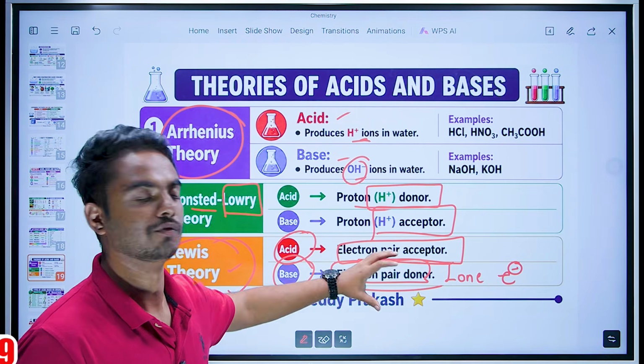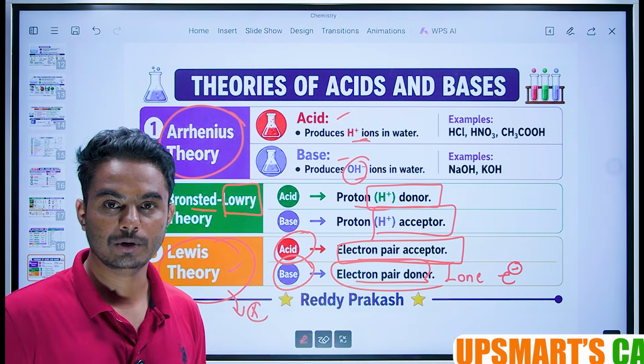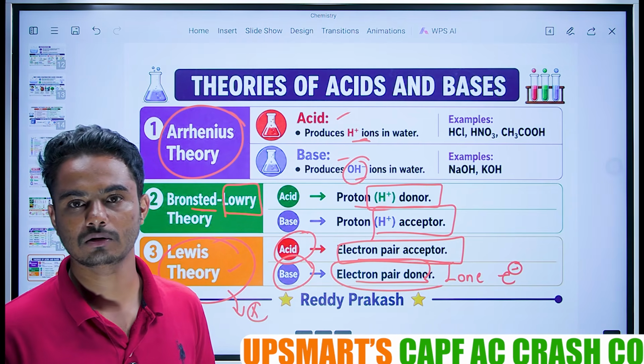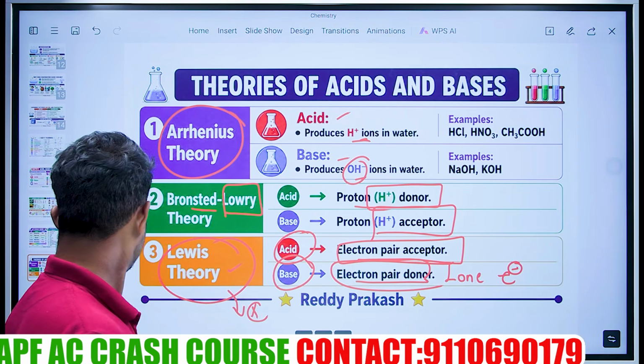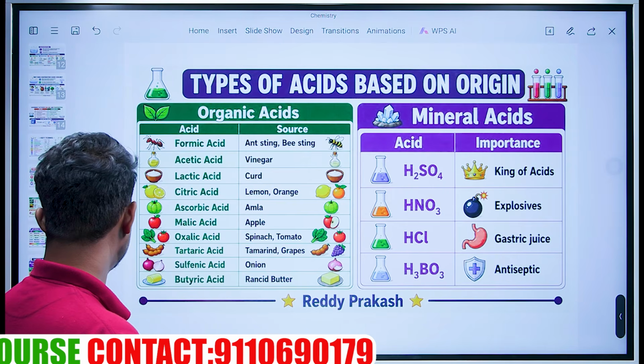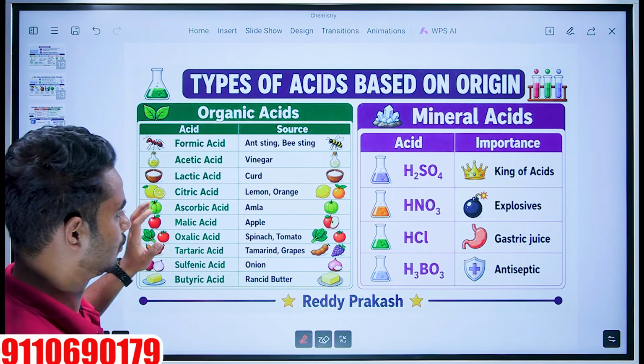We need not get into why it is a donor, why it is an acceptor, or how. That is not our scope to study. Our scope is this much. Okay, understood? Next is types of acids and their origin.